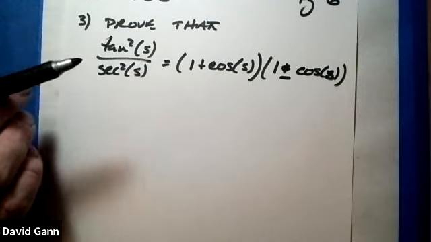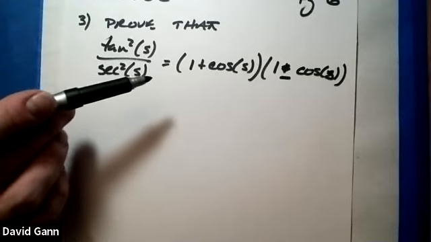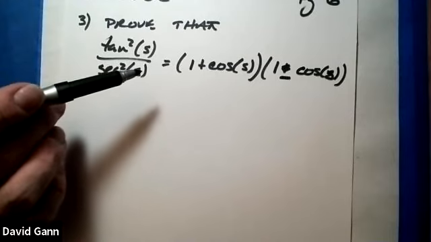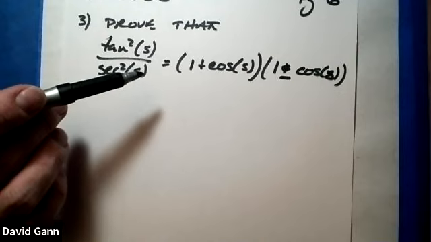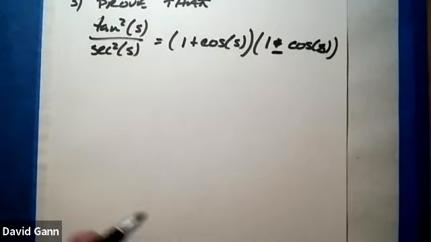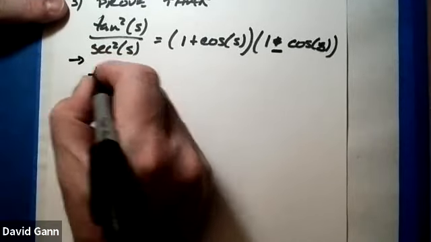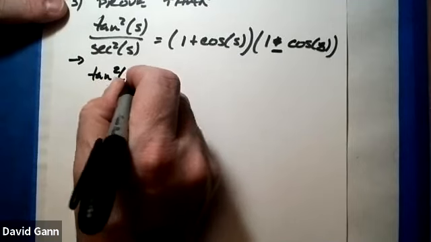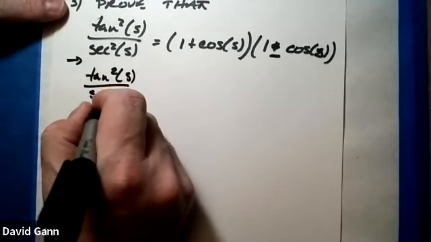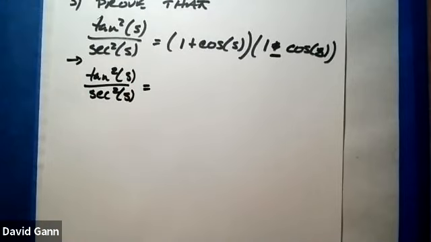So that's my thinking. Less familiar trig functions, basically the same level of complexity in terms of if I had to calculate a value. So let me start with the left-hand side, and I think you'll see that this gets pretty slick. So starting with tangent squared of s over secant squared of s, okay? This is going to be equal.